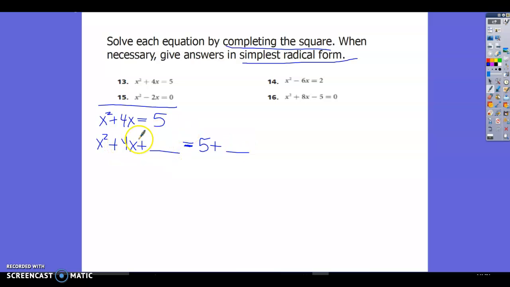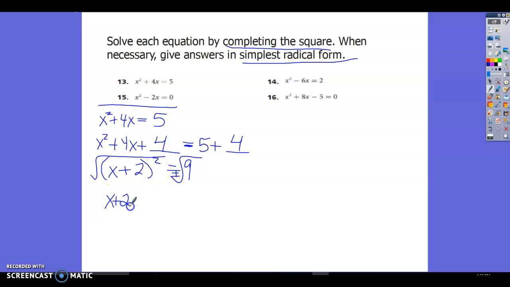So what do I add here? I'm trying to make this a perfect square trinomial. So I'm going to take the middle term, half it, and square it. Take 4, half it, 2, square it, 4. Add 4 to both sides. It's still equivalent. All right, write the left side in factored form. x plus 2 squared. 5 plus 4 is 9. How nice. That's a perfect square. I'm going to take the square root of both sides. So I'm going to have plus or minus square root of 9.